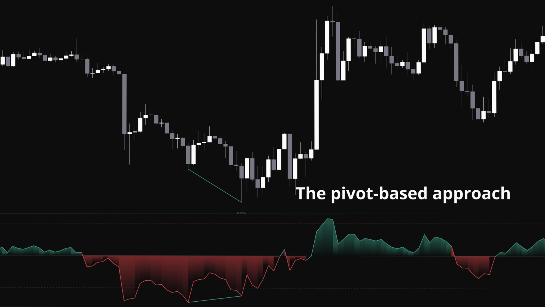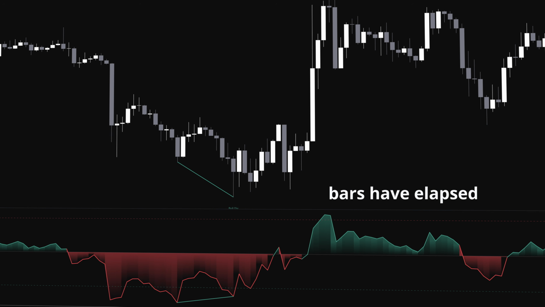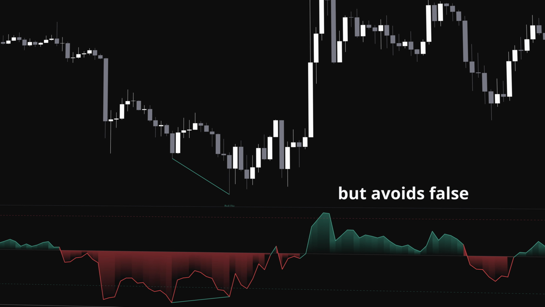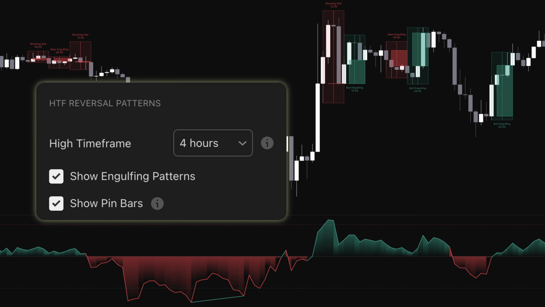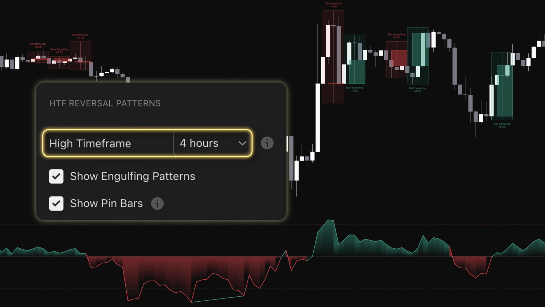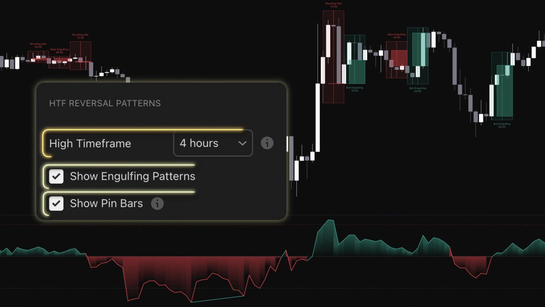The pivot-based approach means signals are only confirmed after the right lookback bars have elapsed, which introduces lag but avoids false positives from unconfirmed swings. The higher time frame pattern detection pulls the previous completed candle from a user-defined time frame and checks for bullish or bearish engulfing patterns and pin bars, specifically hammers and shooting stars.